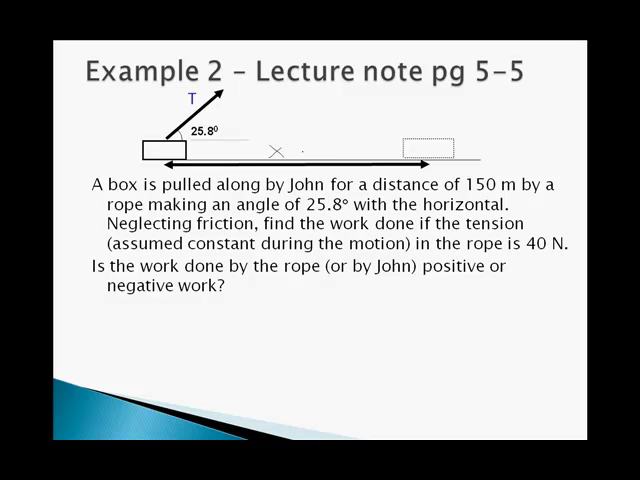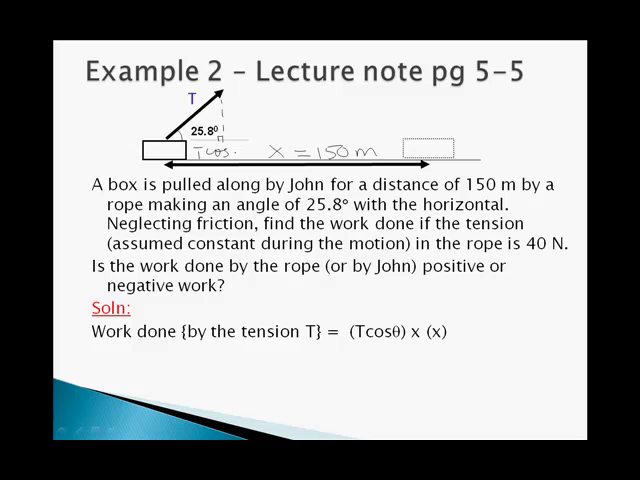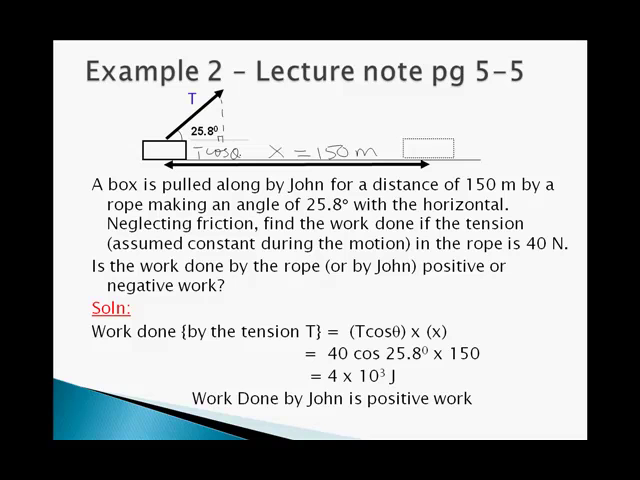So the solution will be work done by the tension, by first resolving the tension into its component. So in this case, we have work done equals T cosine θ multiplied by x. Alright, then we will get 40 times cosine 25.8 degrees multiplied by 150, and our answer will be 4 times 10 to the power of 3 joules. Since this work done is a positive value, work done by John is positive.